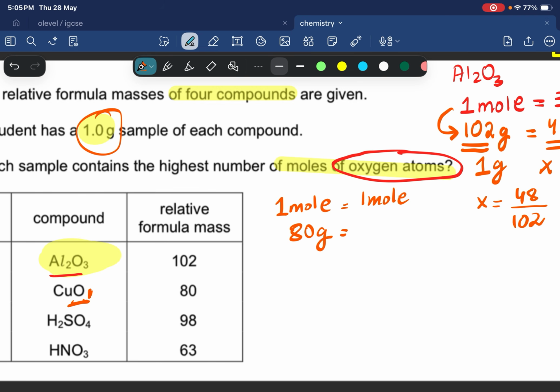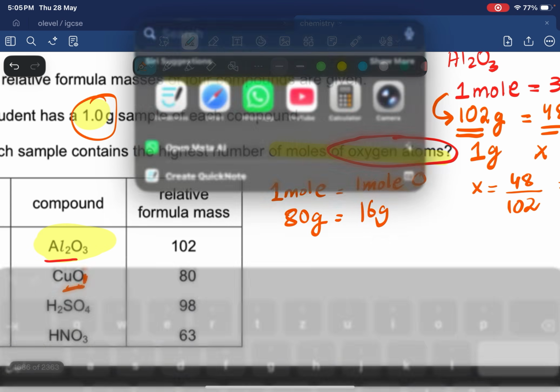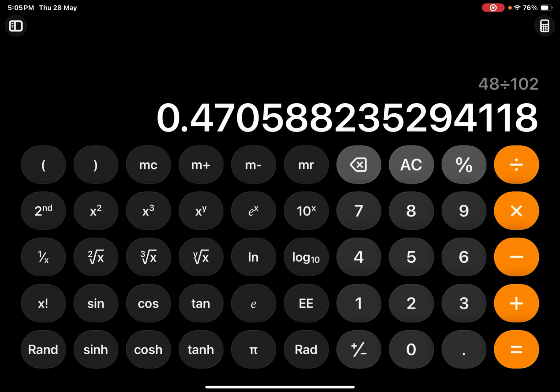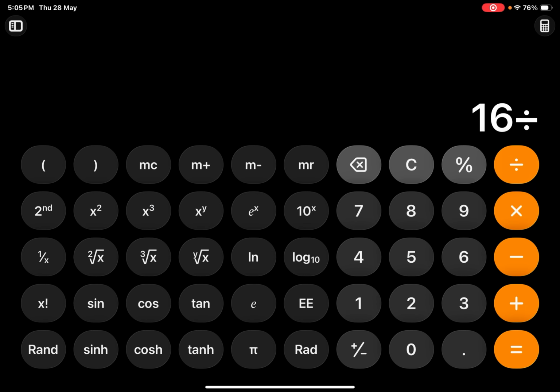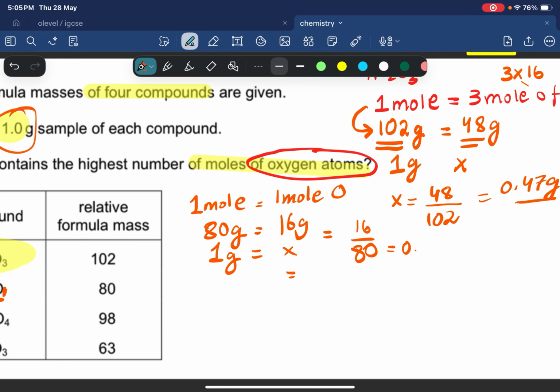So 80 grams contains 1 mole of oxygen, only oxygen, not O2, and the mass of 1 mole of oxygen is 16. So if 80 grams contains 16 grams of oxygen, if I have 1 gram of this, I'm going to have X grams of oxygen. So the oxygen mass is 16 divided by 80. I'm finding out the mass of oxygen right now. 0.2 grams over here. Okay, so over here I have 0.47 grams, over here I have 0.2 grams.